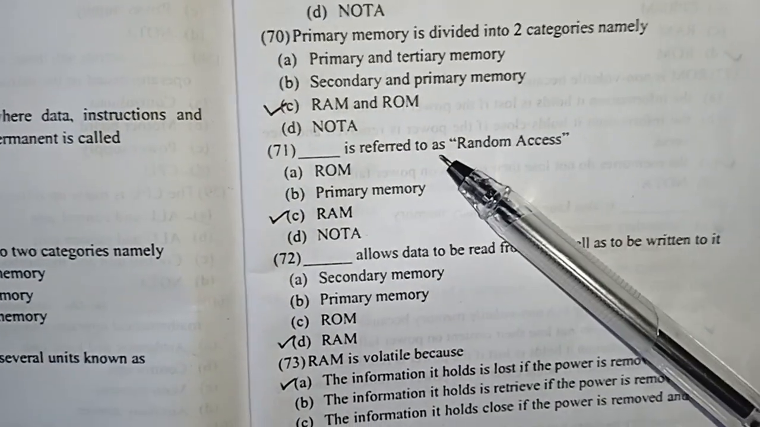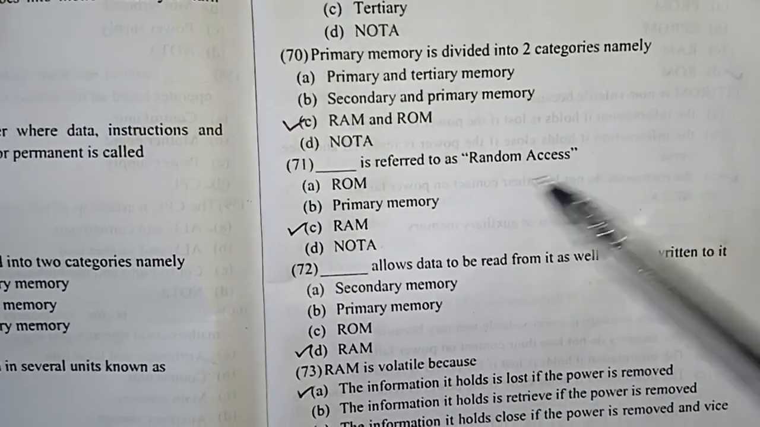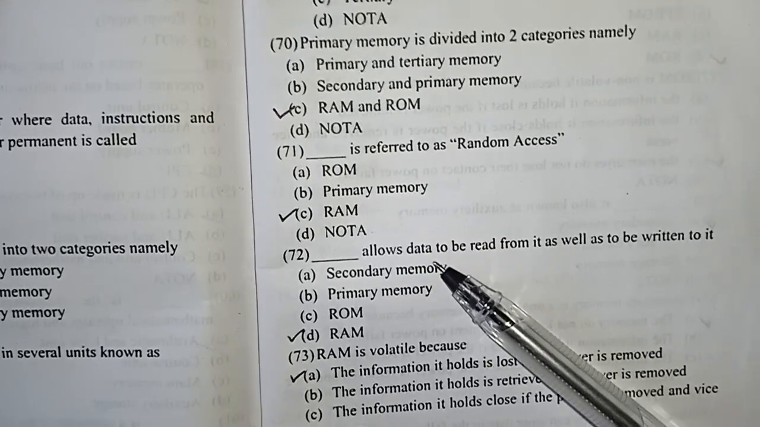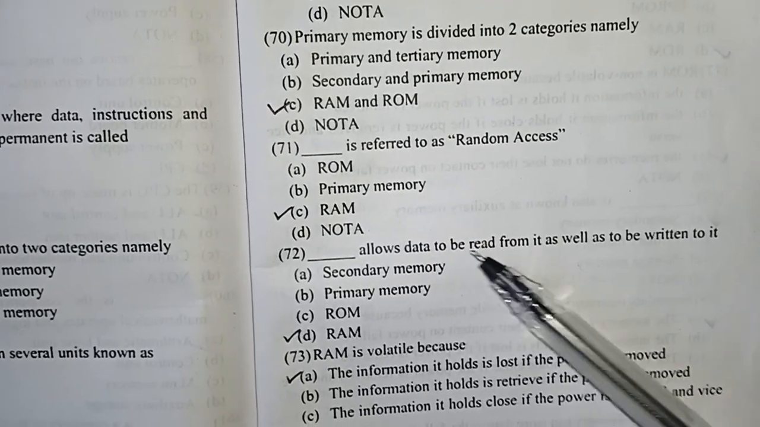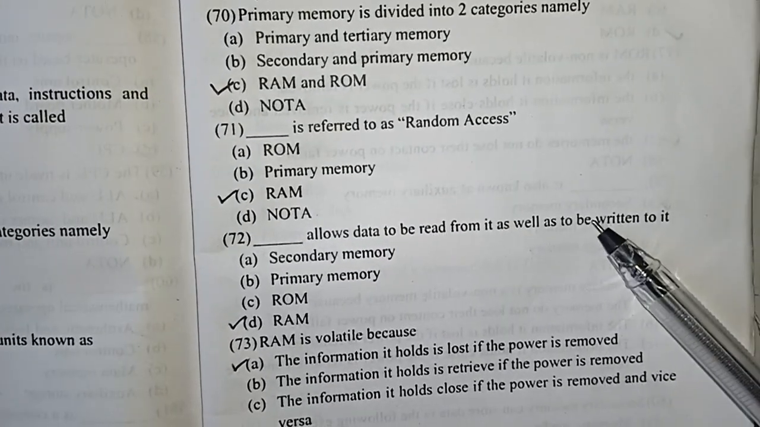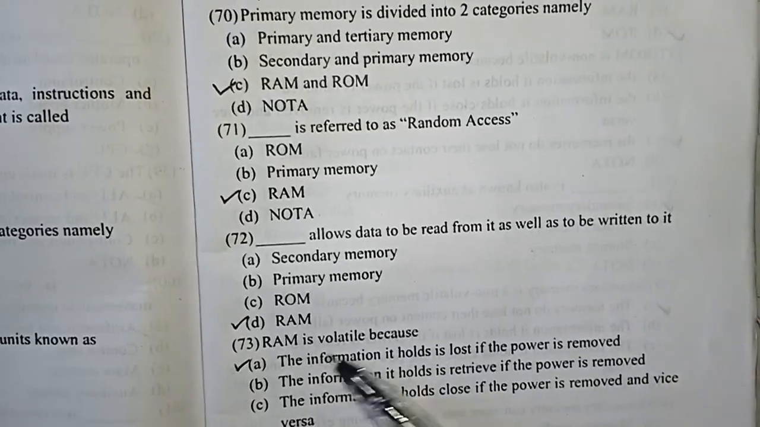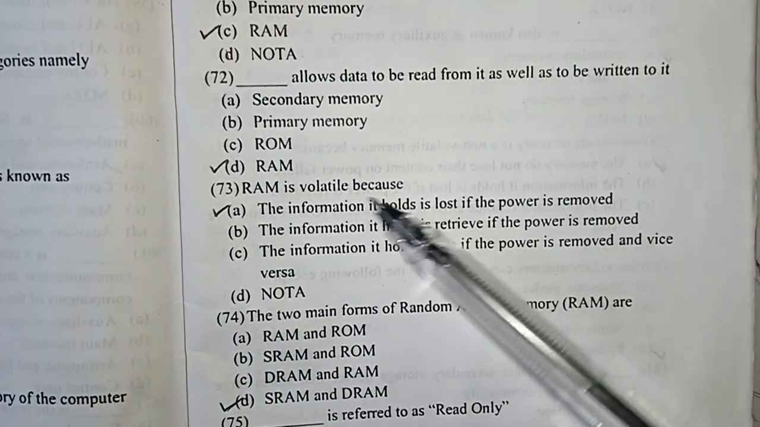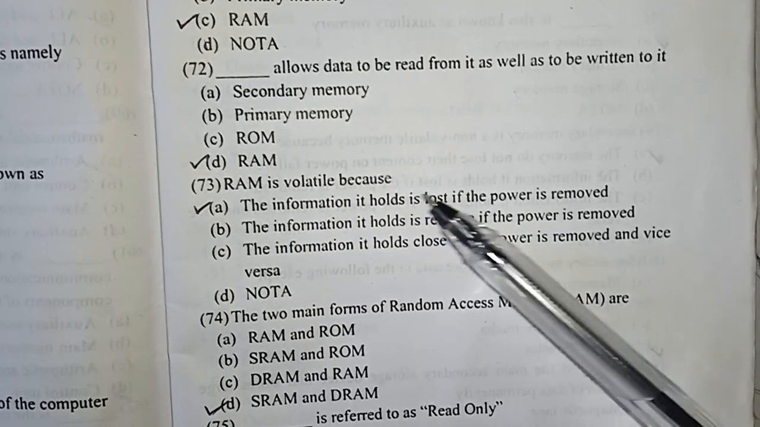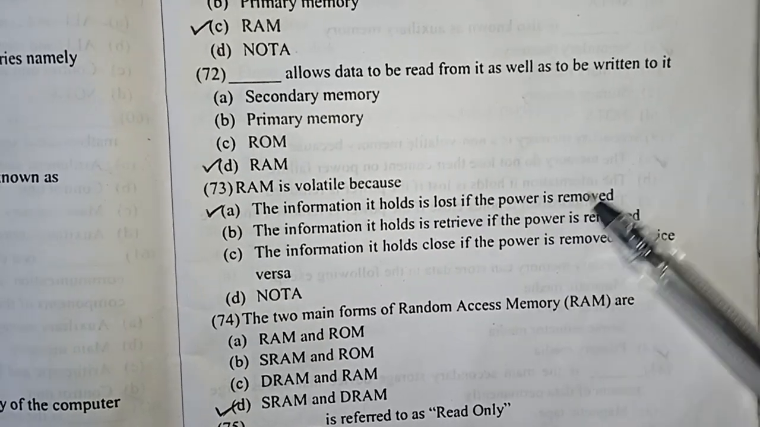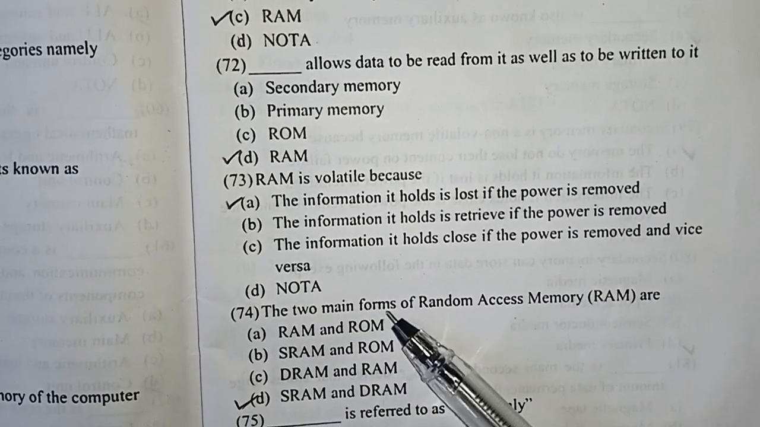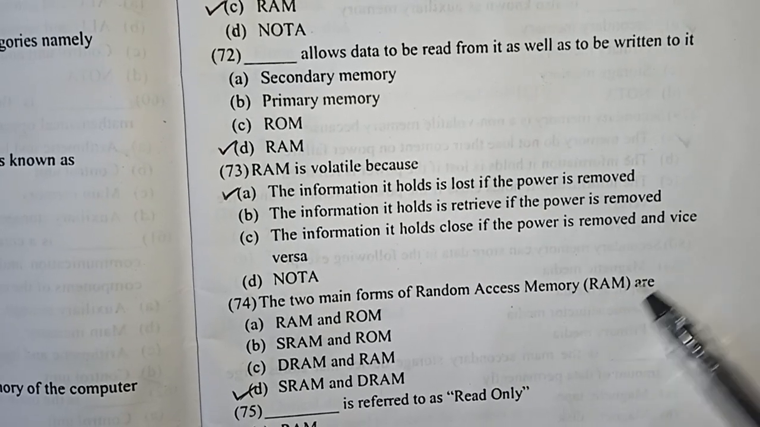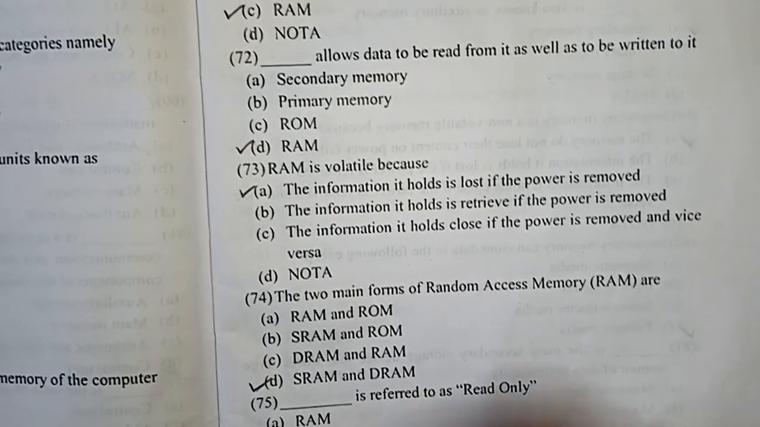Primary memory is divided into two categories, namely RAM and ROM. Dash is referred to as random access memory, RAM. Dash allows data to be read from it as well as to be written to it. RAM is volatile because the information it holds is lost if the power is removed. The two main forms of random access memory are SRAM and DRAM.